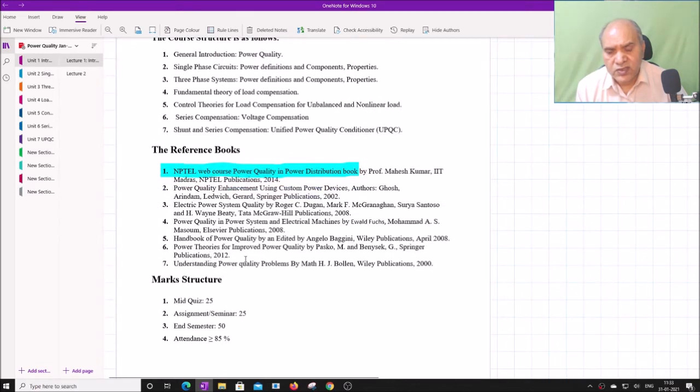Now these are the reference books that you may follow. Mainly I will follow the first book, the NPTEL web course on power quality and power distribution system. This is the NPTEL book written by me, and I will upload its latest version on the Moodle that you can go through. You can also refer to the other books to enhance your knowledge, broaden your views on the subject and solve various problems.